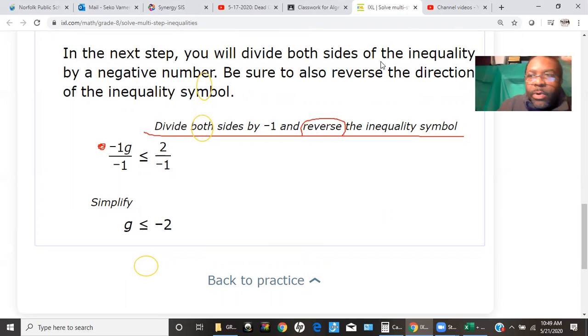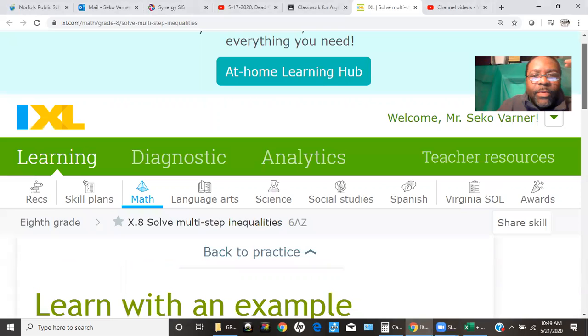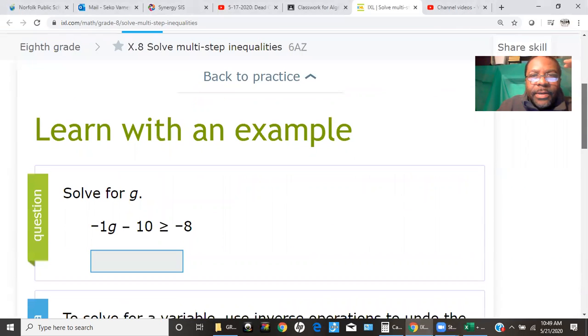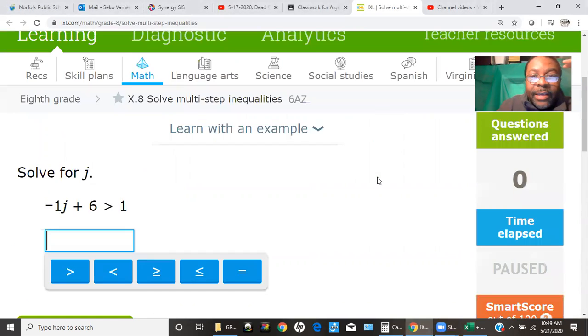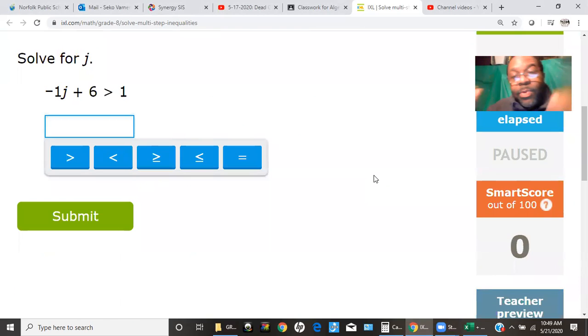So that's how we're going to go about that. Now we've practiced, so we're going to go back, and these give you actual points. Let's knock these points out. Let's get these points.